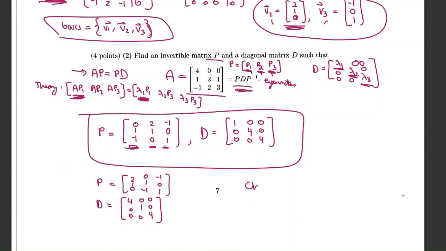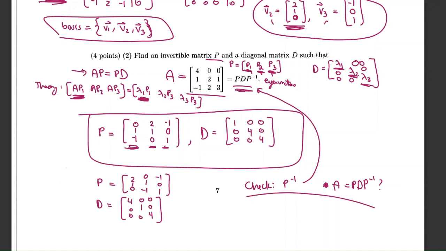You can also check by literally finding P inverse and then plugging it in to here and seeing if it equals A. So if A is equal to PDP inverse, you can do this as a check as well.